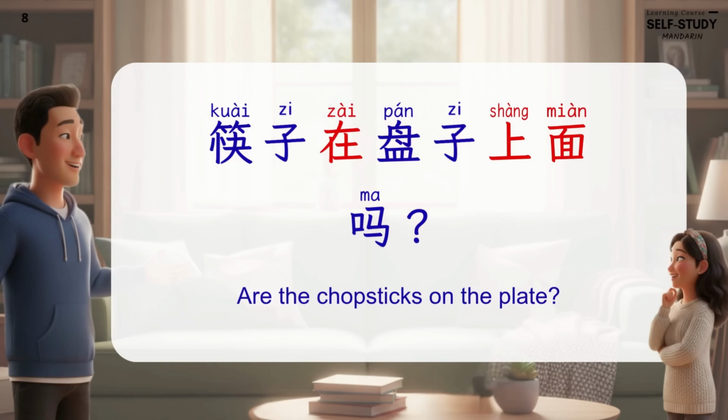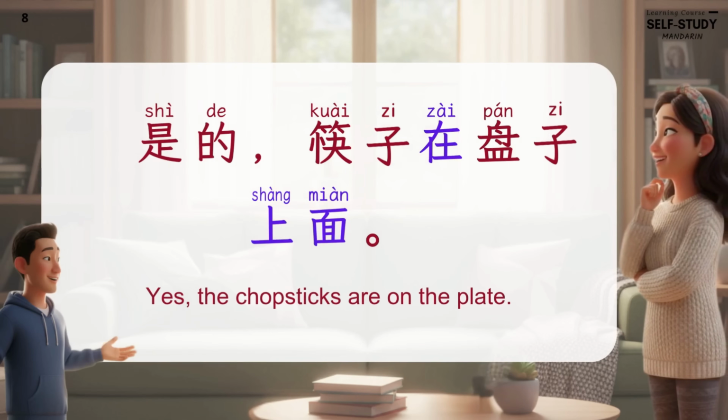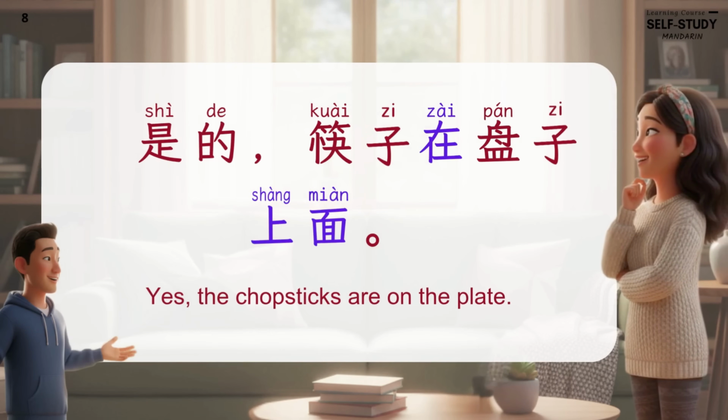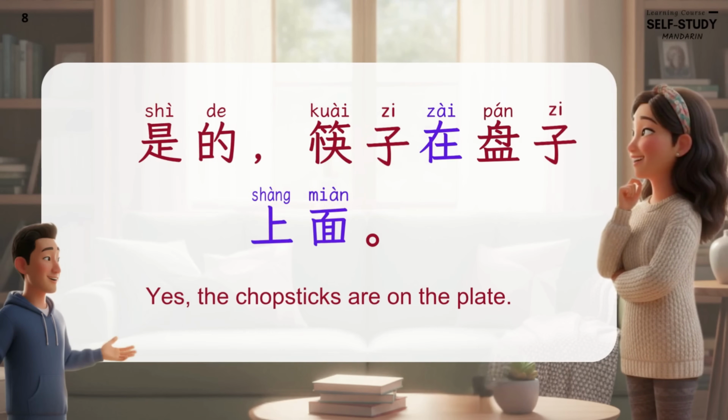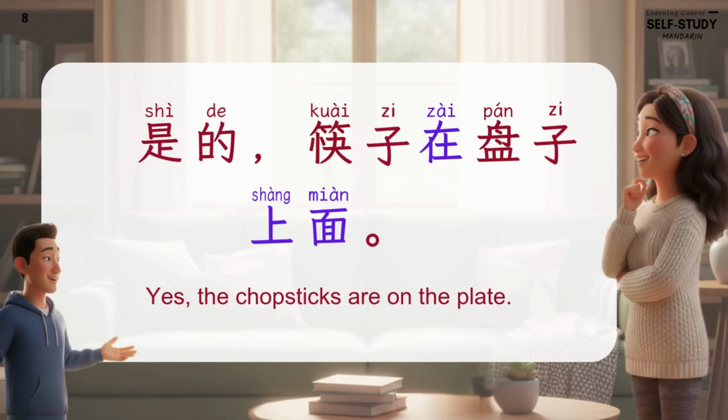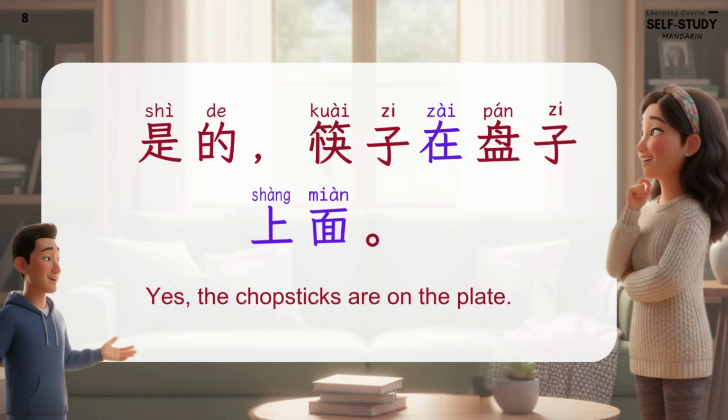筷子在盘子上面吗？Are the chopsticks on the plate? 是的，筷子在盘子上面。Yes, the chopsticks are on the plate.